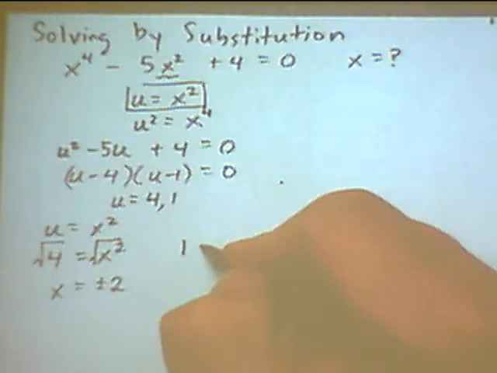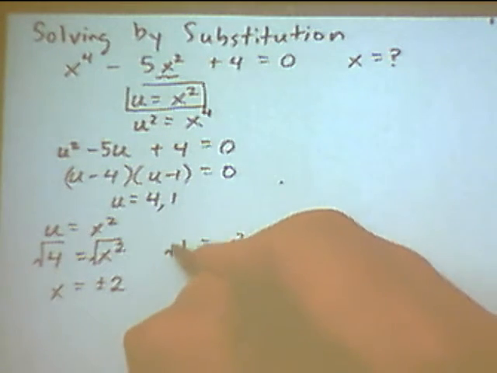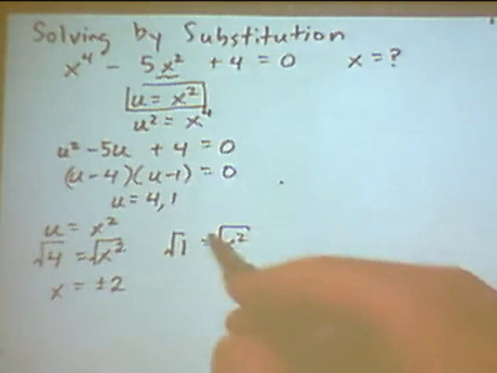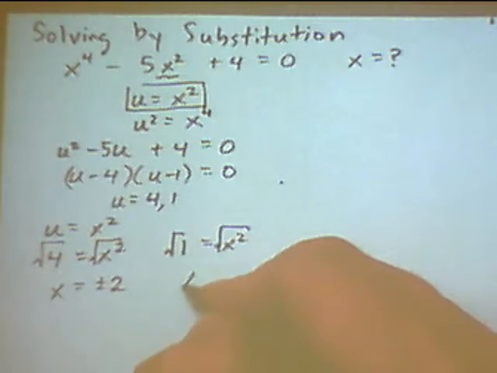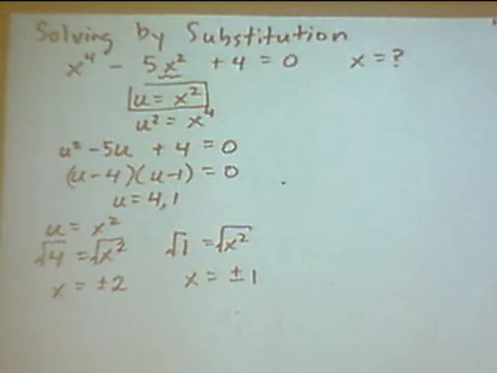Then I can say 1 equals x squared. And I take the square root of both sides. And I get x equals plus or minus 1. So in a sense, this equation has 4 solutions: +1, -1, +2, -2.